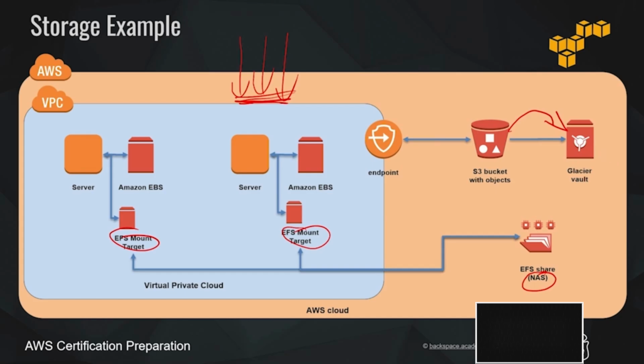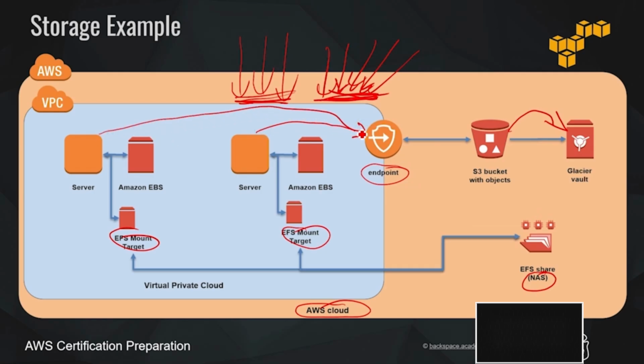Now, that S3 bucket will be located in the AWS cloud. It's not located in our VPC. So remember we said the VPC is our private space within the AWS cloud, and nothing gets through it without us allowing it to come through. So that is where the VPC endpoint comes in. We can create one of those, and that will allow traffic to flow in and out of our VPC specifically for that S3 service.